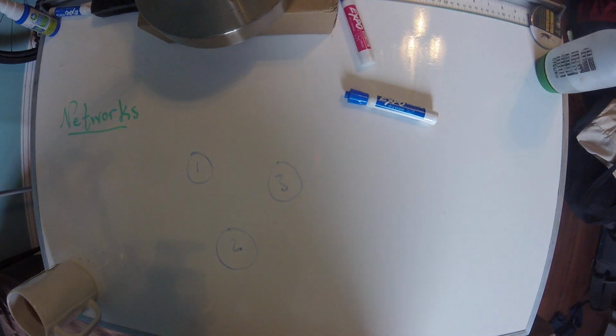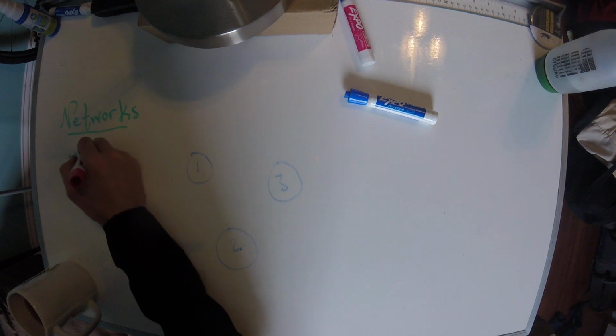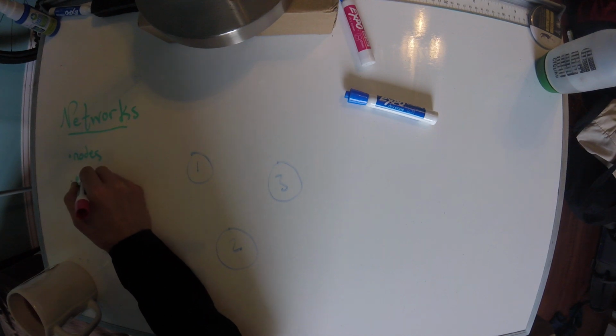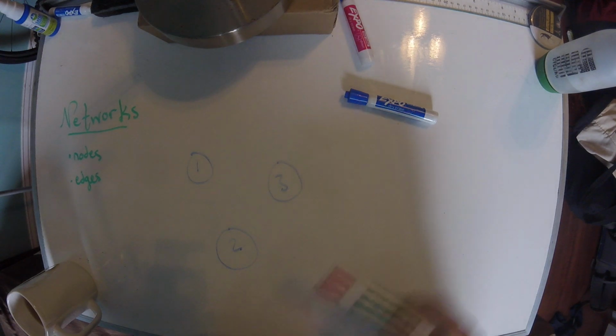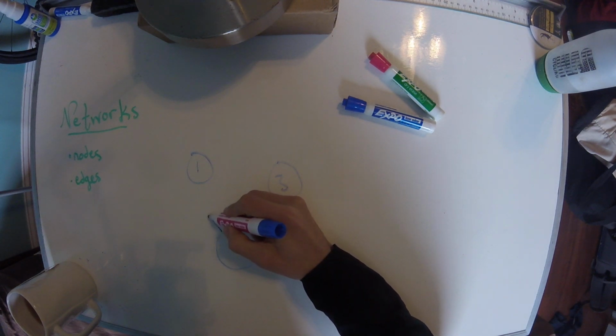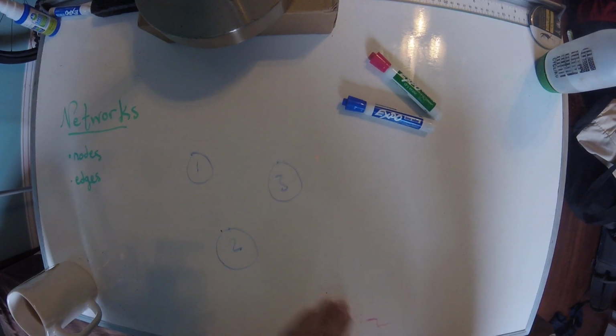So the 2 things that make up networks are nodes and then edges. So these will be our nodes, and then let's say that we have 2 edges. We have an edge connecting... Ooh, ugly. Oh, there we go. That's better.